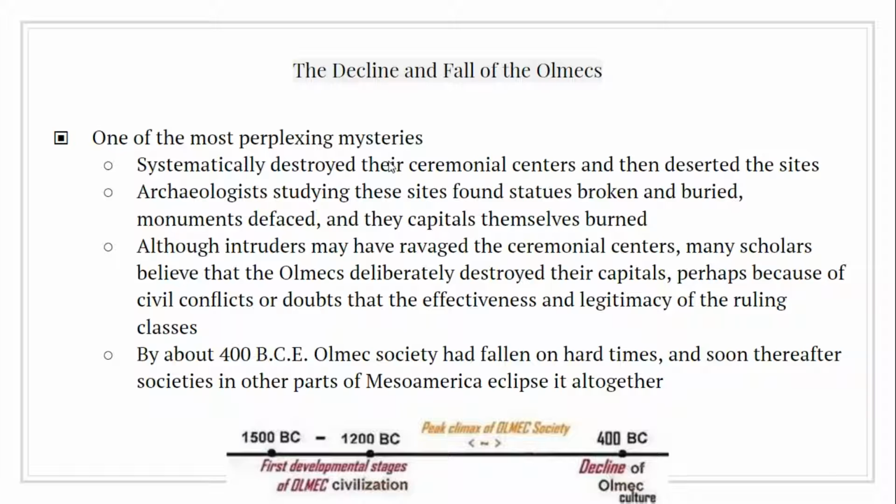Although there could have been intruders that came into the ceremonial centers, scholars believe that the Olmecs deliberately, on purpose, destroyed their capital. It could have been because of some sort of civil conflict, like a civil war happening inside there, or perhaps doubts of the effectiveness or the legitimacy of the ruling classes. But we just do not know. By about 400 BCE, the Olmec society had fallen on hard times, and soon after, essentially all the other Mesoamerican societies were starting to eclipse the Olmecs, and they essentially were just gone from the history books.